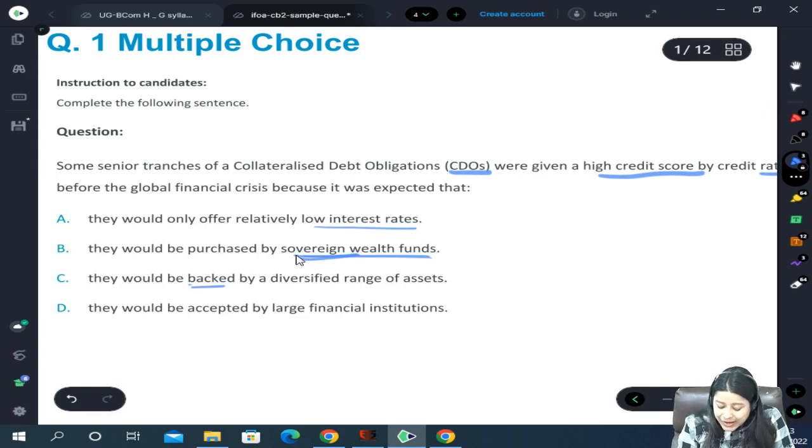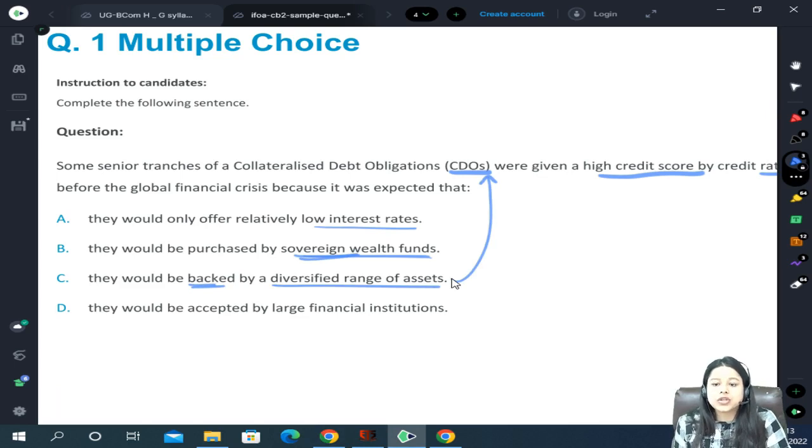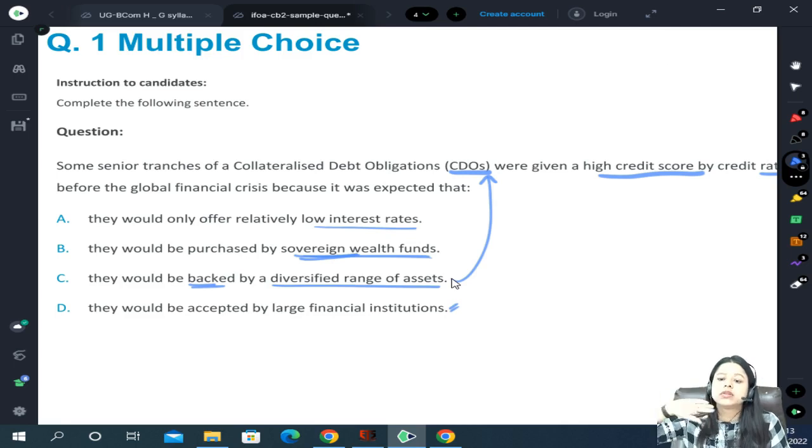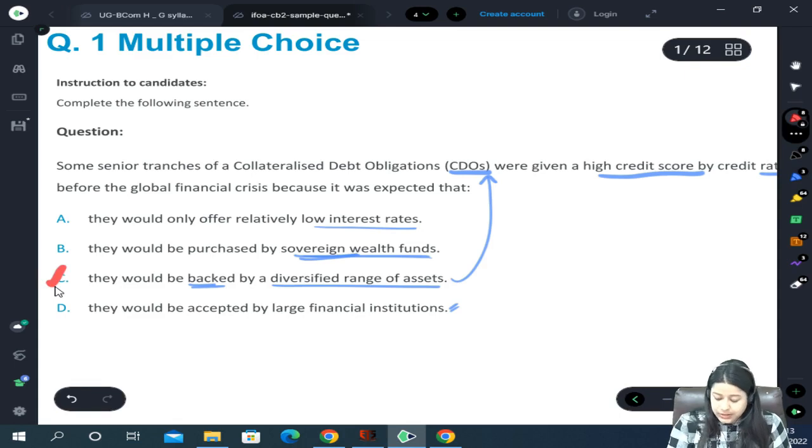They would be backed up by a diversified range of assets. This is actually the definition of CDO. Collateralized debt obligations are basically securities which are backed up by many different assets, so this is definitely one of the reasons. They would be accepted by large financial institutions. This is not always the case; even if it is accepted by a very large institution, it will not necessarily give you a high credit rating. So obviously here my answer is C.